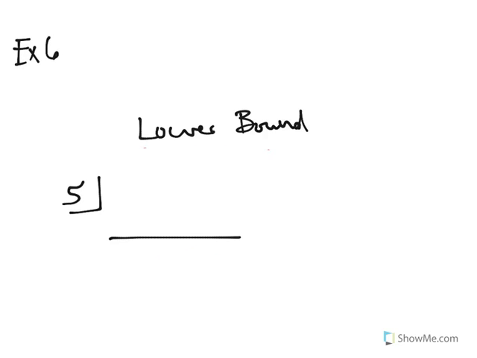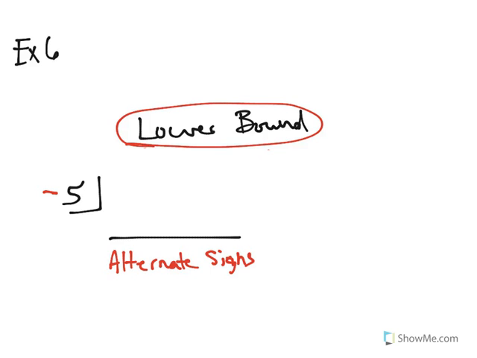For the lower bound, if you divide with a negative number, then you want your bottom row to alternate signs. If you do synthetic division with a negative number and the bottom row alternates signs, then that tells you it is a lower bound. So if it's a lower bound, that means I do not have to worry about any numbers that are smaller than negative 5.